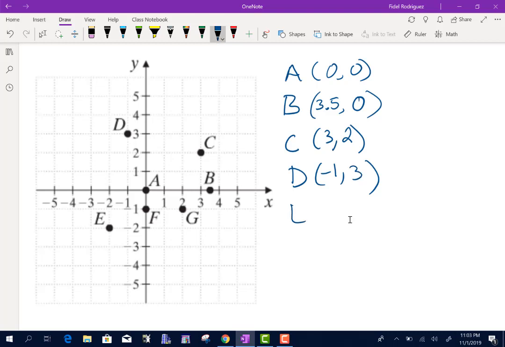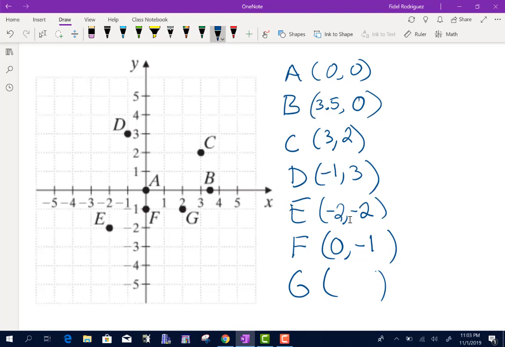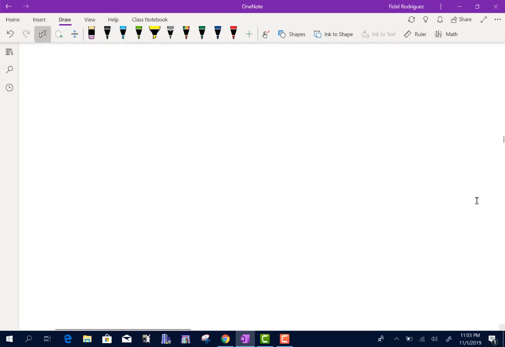A, B, C, D, what's next? E. Okay. E, so we're going to go left first, negative 2, and then down also, negative 2. And then F, we stay in the middle, so the first number is 0. Second number is down 1, so it's a negative 1. And then G, let's see, to the right 2 spaces, and then down to a negative 1. Okay? So here we're just basically going backwards. We have the points, can we find the coordinates, right? Let's take a look, see what else we got over here.